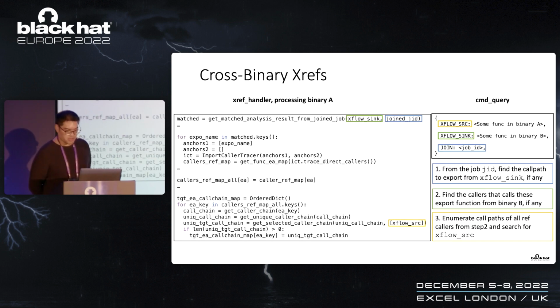Leviathan also supports cross-binary cross-references. It is done by our cross-ref handler, which basically leverages all the APIs that we have just described. In this example, the handler first finds the call path to export from the cross-flow sink from the previous job. It then tries to find the callers that involve these export functions in this current job. Finally, it enumerates the call path of all callers and searches for the cross-flow source. And that's how you build a relationship from the source to the sink.